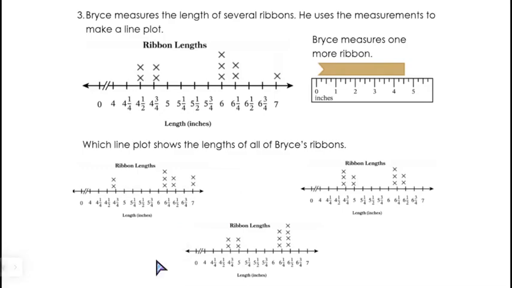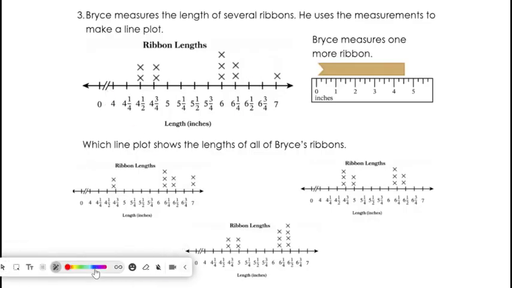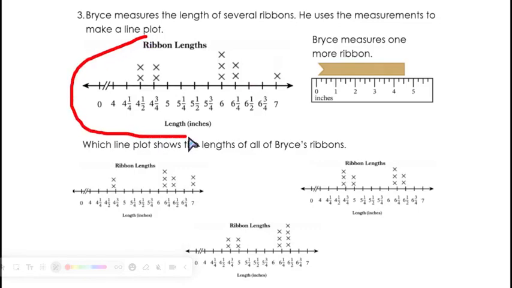Okay, so for number 3, you're going to see it on 2 different pages. I just put it on one sheet for the review, but on your test, it might be on 2 different pages. So just keep that in mind. Bryce measures the length of several ribbons. So it looks like Bryce is measuring a different amount of ribbons. He uses the measurements to make a line plot. This is his line plot, right here. Let me get my marker pen. Okay, this is what he creates.